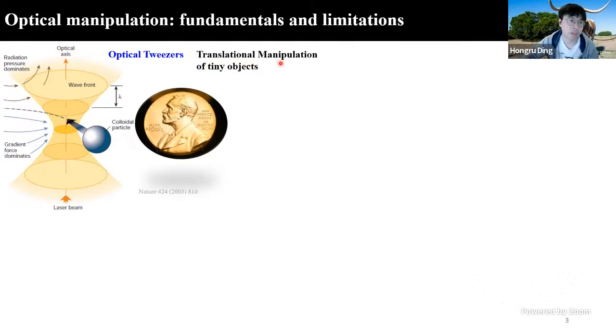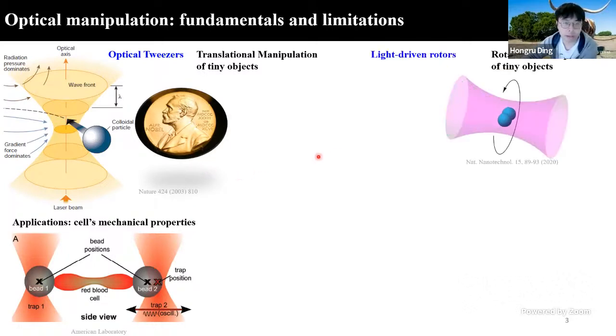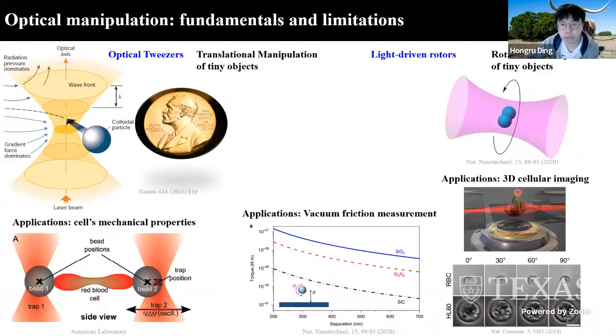It's used for the translational manipulation of tiny objects, because there are so many important applications. For example, we can use it for the measurement of cells' mechanical properties. The inventor won the Nobel Prize in 2018. Based on that, some other researchers developed a light-driven rotor platform. People first use one laser beam to fix the position of the targets, and then use another laser beam to give it optical torque. That's for the rotational manipulation of tiny objects. It also shows some very important applications, for example, for the measurement of vacuum friction. We can also use this platform for 3D cellular imaging, as you can see here.